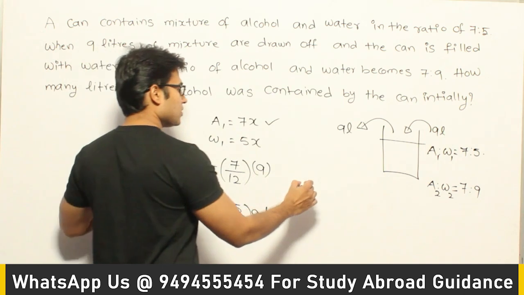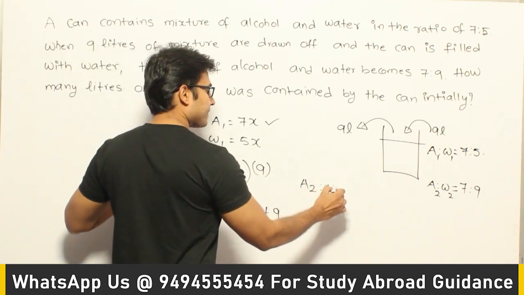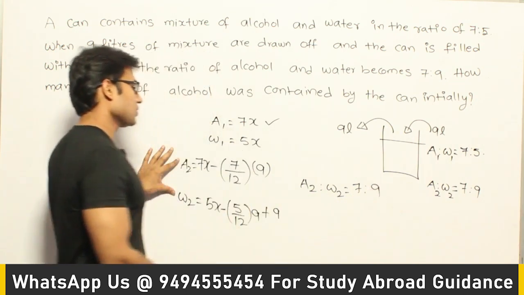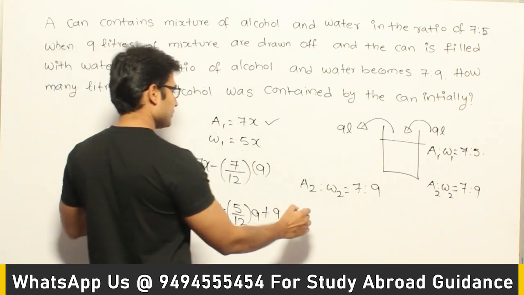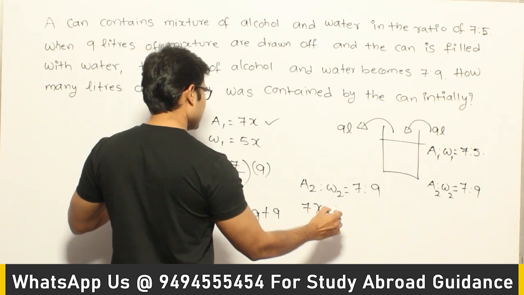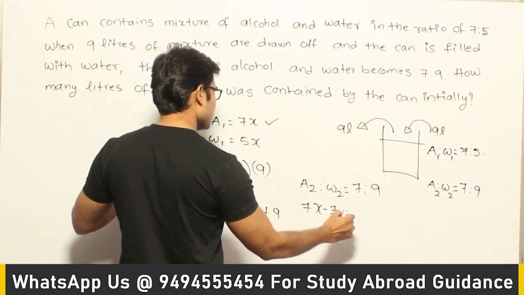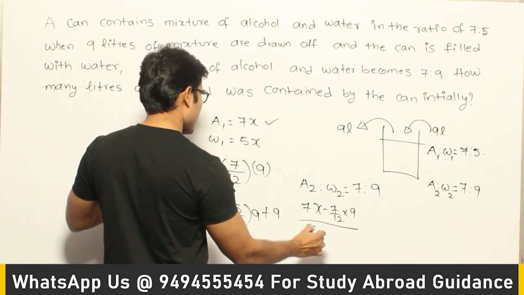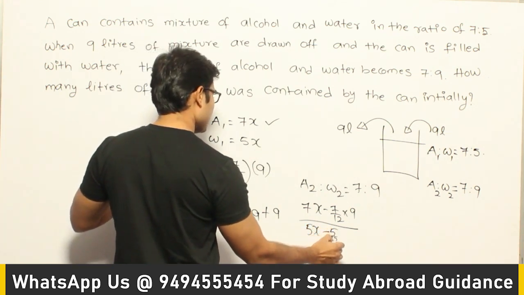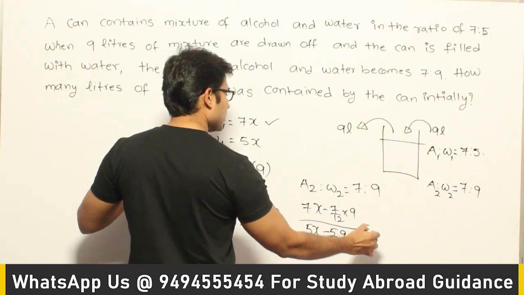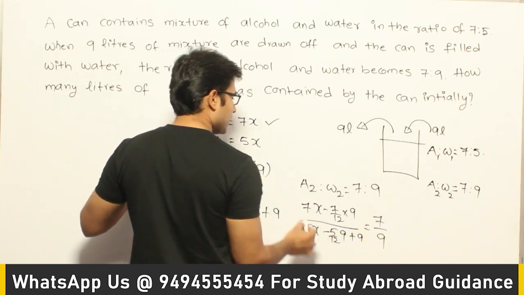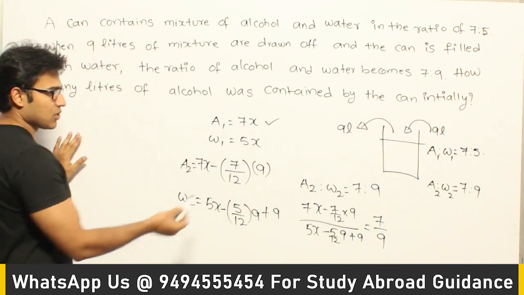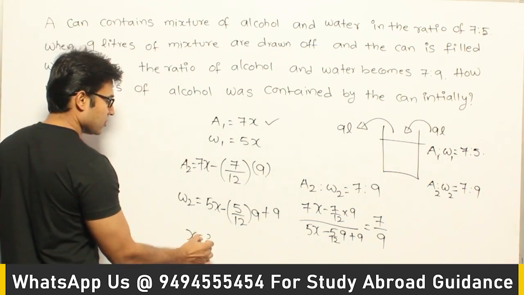So if I write A2 is to W2, so finally alcohol is to water is in the ratio of 7:9. So you will get that (7x minus 7/12 into 9) divided by (5x minus 5/12 into 9 plus 9) equal to 7/9, right? Now you just cross multiply it and find out the value of x. If you solve it, then you are going to get x equal to 3.